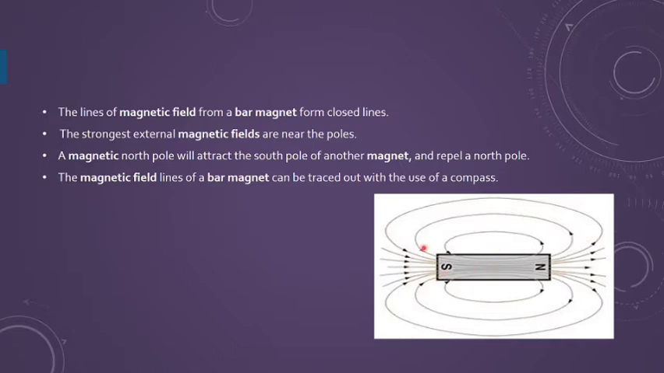But they are forming closed loops. It means lines are passing through inside the magnet also. That you need to take care of. And of course, you are aware that the north pole attracts the south pole. It means unlike poles attract, but like poles repel. So drawing of all these magnetic field lines for a bar magnet, you should be able to do.